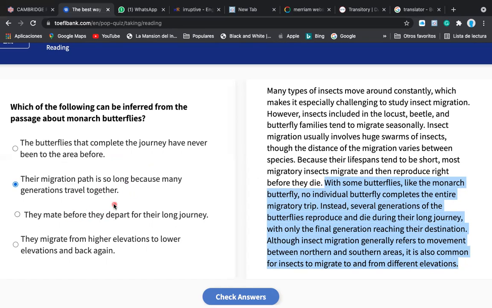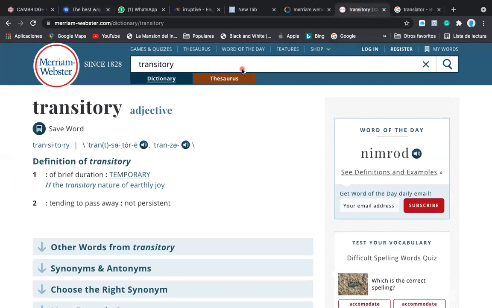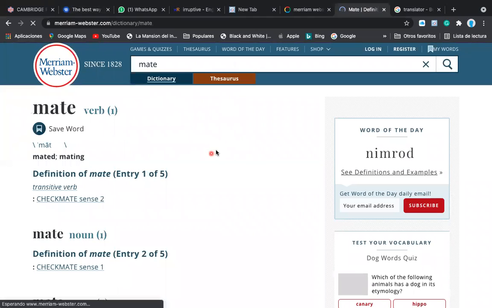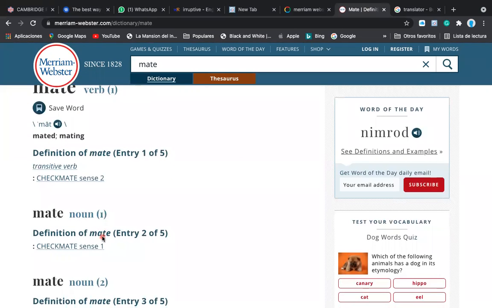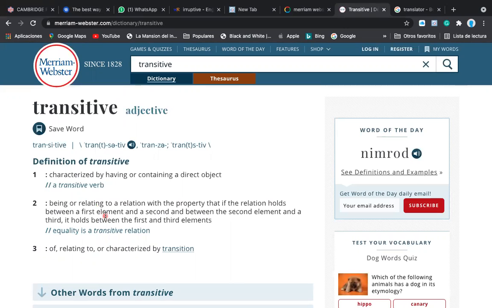I have no idea what the mate is. Let's just have a look. I know what mate is, but probably it's a verb. Classmate, workmate, mating. Definition of mate: transitive verb. So, transitive verb: characterized by having or containing a direct object.